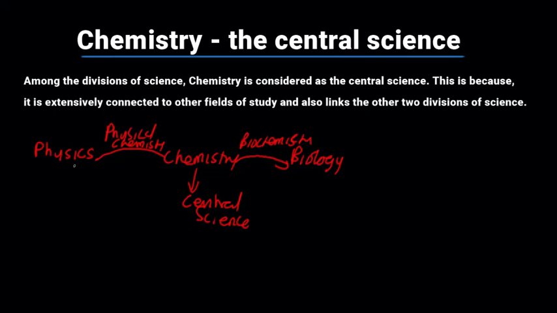What this means is that some concepts in physics and biology can be explained using chemistry. There are a lot of concepts in physics which can be explained using basic knowledge of chemistry. So, chemistry is seen as the central science. The first reason is that it links the other two divisions of science. Then also, it is extensively connected to other fields of study.